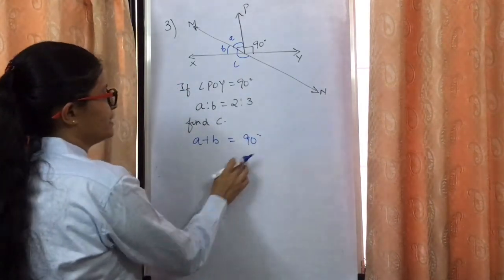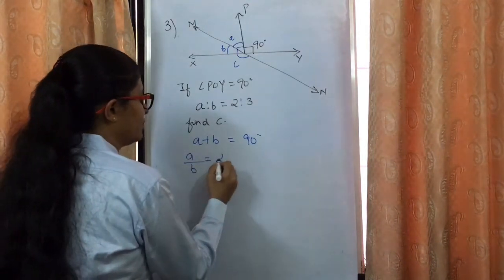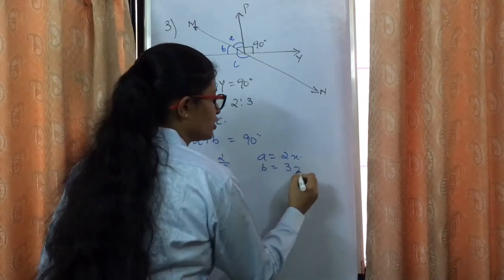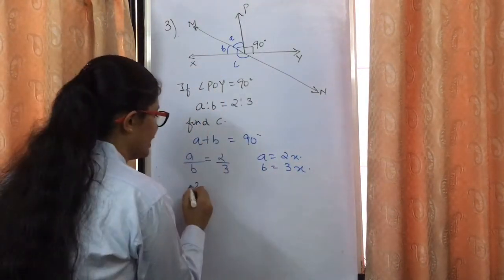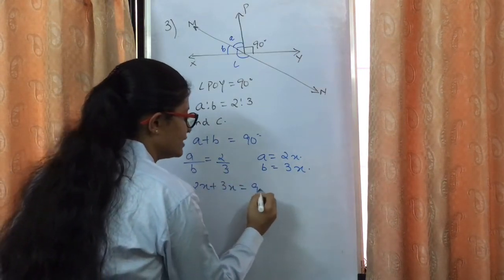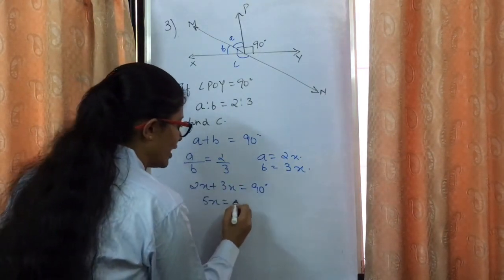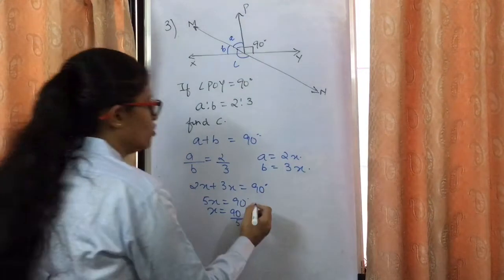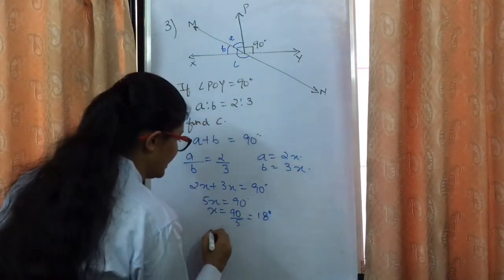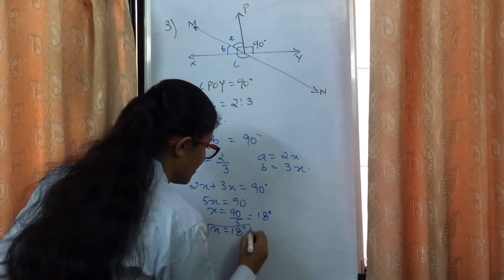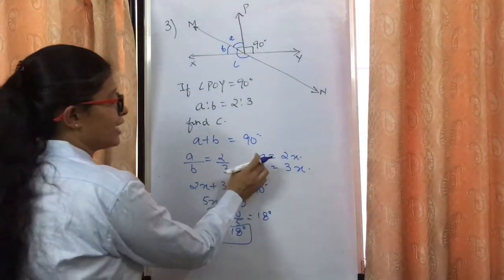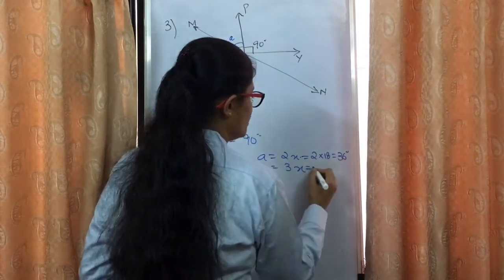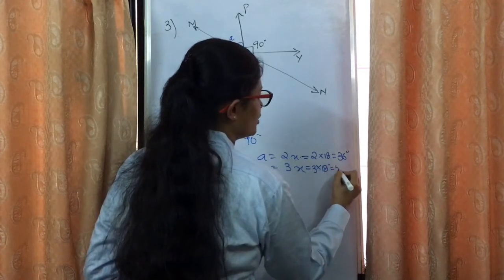So can we write a plus b equals 90 degrees? And it is given that the ratio a to b is 2/3. So can I take a as 2x and b as 3x? If I substitute in this, I will get 2x plus 3x equals 90 degrees. So 5x equals 90 degrees. So x comes out to be 90 upon 5, which gives you 18 degrees. If x is 18, can I take out a? A is 2 into 18, which is 36 degrees. And b is 3 into 18, which is 54 degrees.